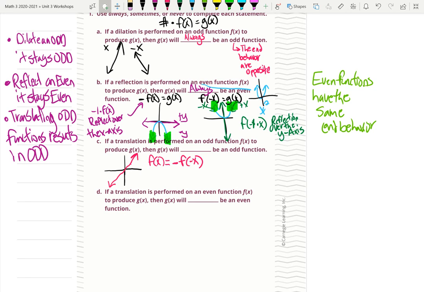So unfortunately, translations, even though dilations don't affect it, it's going to turn out to be a fake odd function. It's going to be never. This is going to be the situation where it's neither, but looks like an odd.